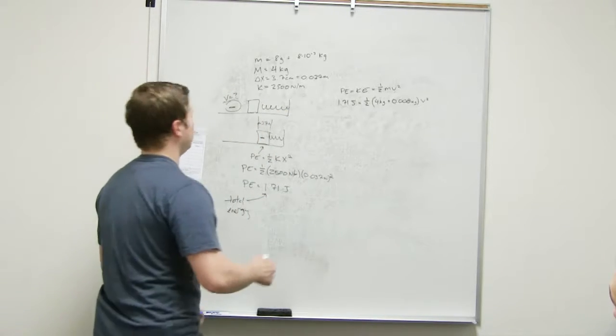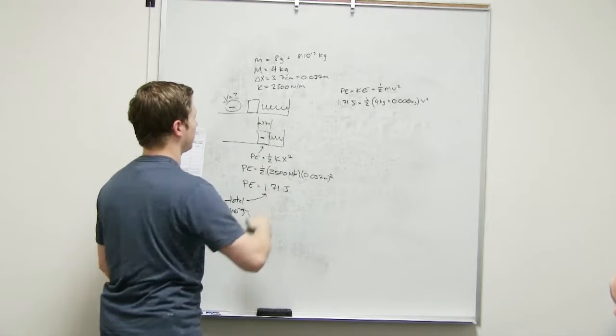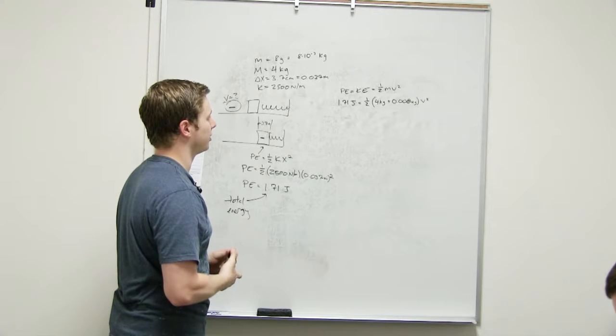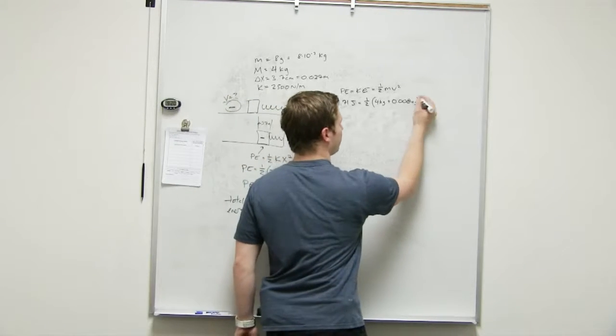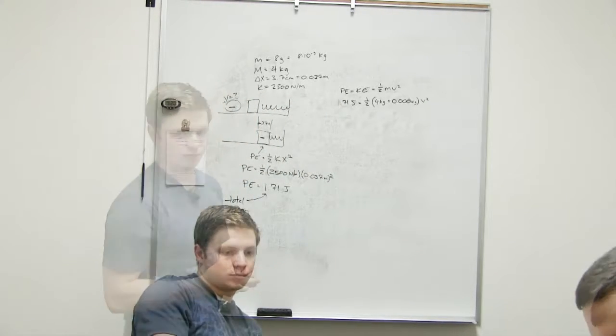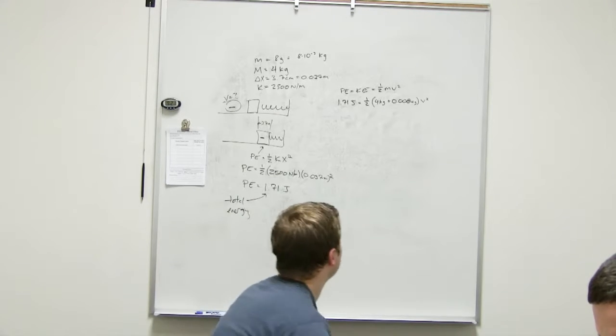Whoa, no, sorry. That shouldn't give you the velocity of the bullet. That's just the velocity of the bullet and block. So we just want to find this V squared, and then we still want to find the velocity of the bullet though. So I got 0.92 meters per second.